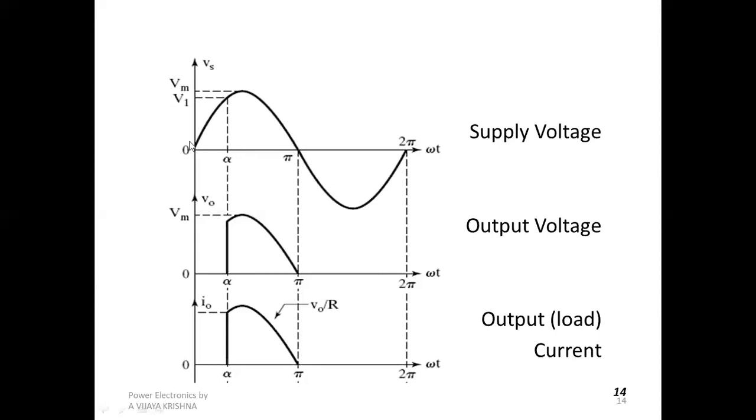Here from 0 degree to 180 degree, it is considered under the positive half cycle. Next, it should be under the negative half cycle, pi to 2 pi. Here V1 is nothing but the thyristor voltage. If you consider the thyristor voltage, here alpha is the firing angle, nothing but the firing angle or switching pulse or firing pulse.